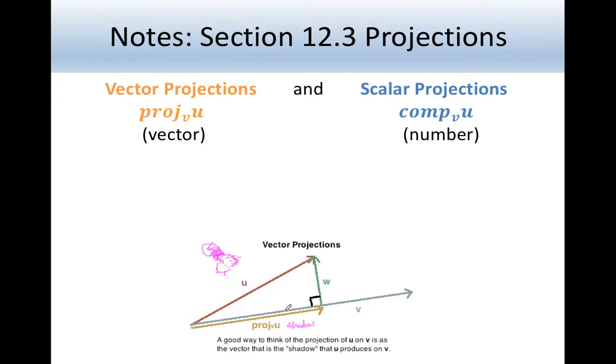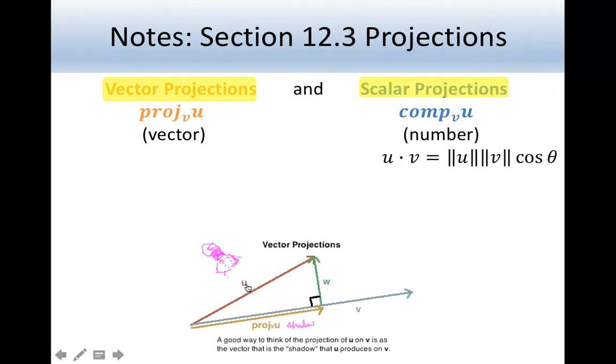of u onto v is what we call the projection. So I want to know what the length of that projection is, and then I want to actually know what are the components of the projection. So I'm going to start with the scalar projection. I'm going to start with the dot product.